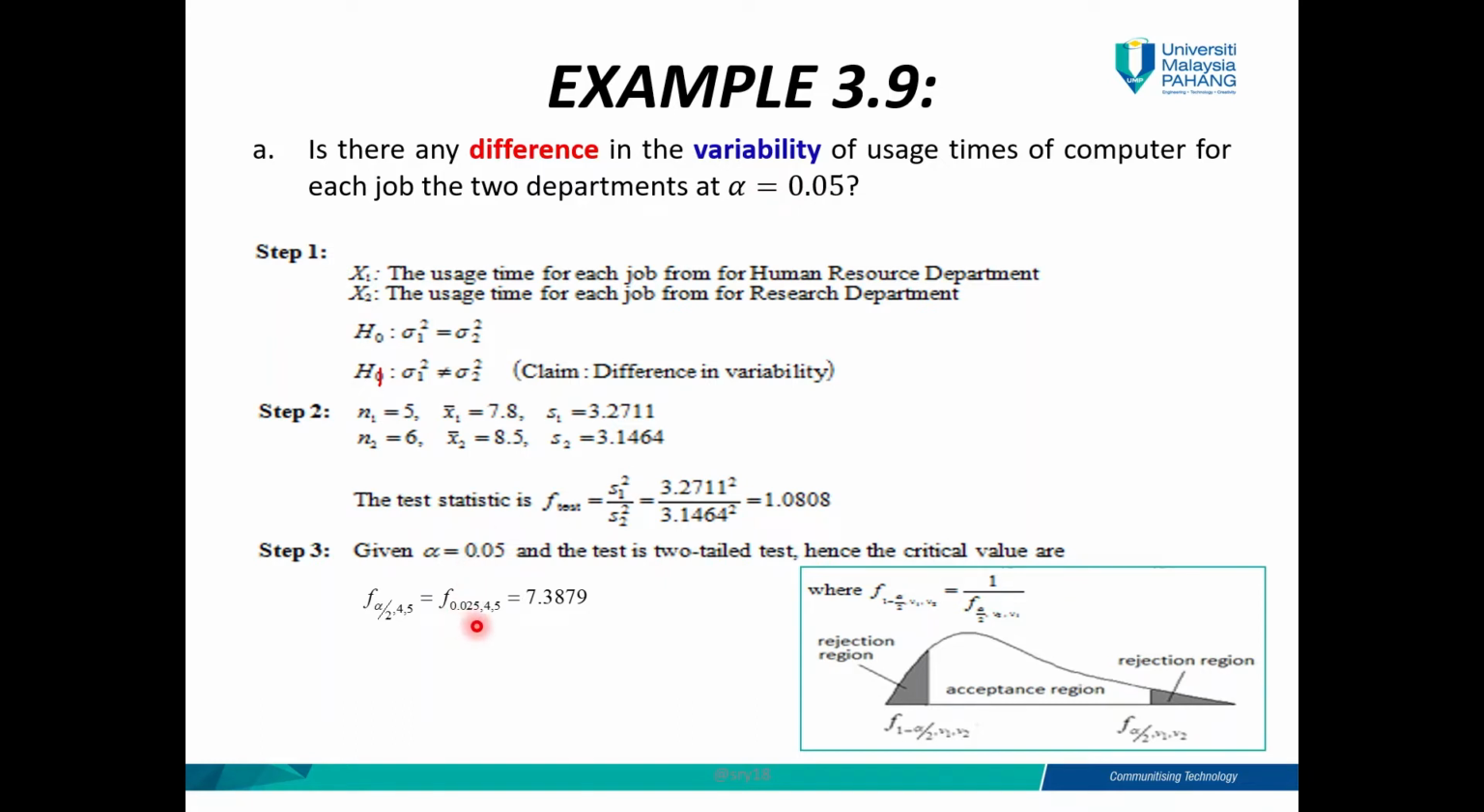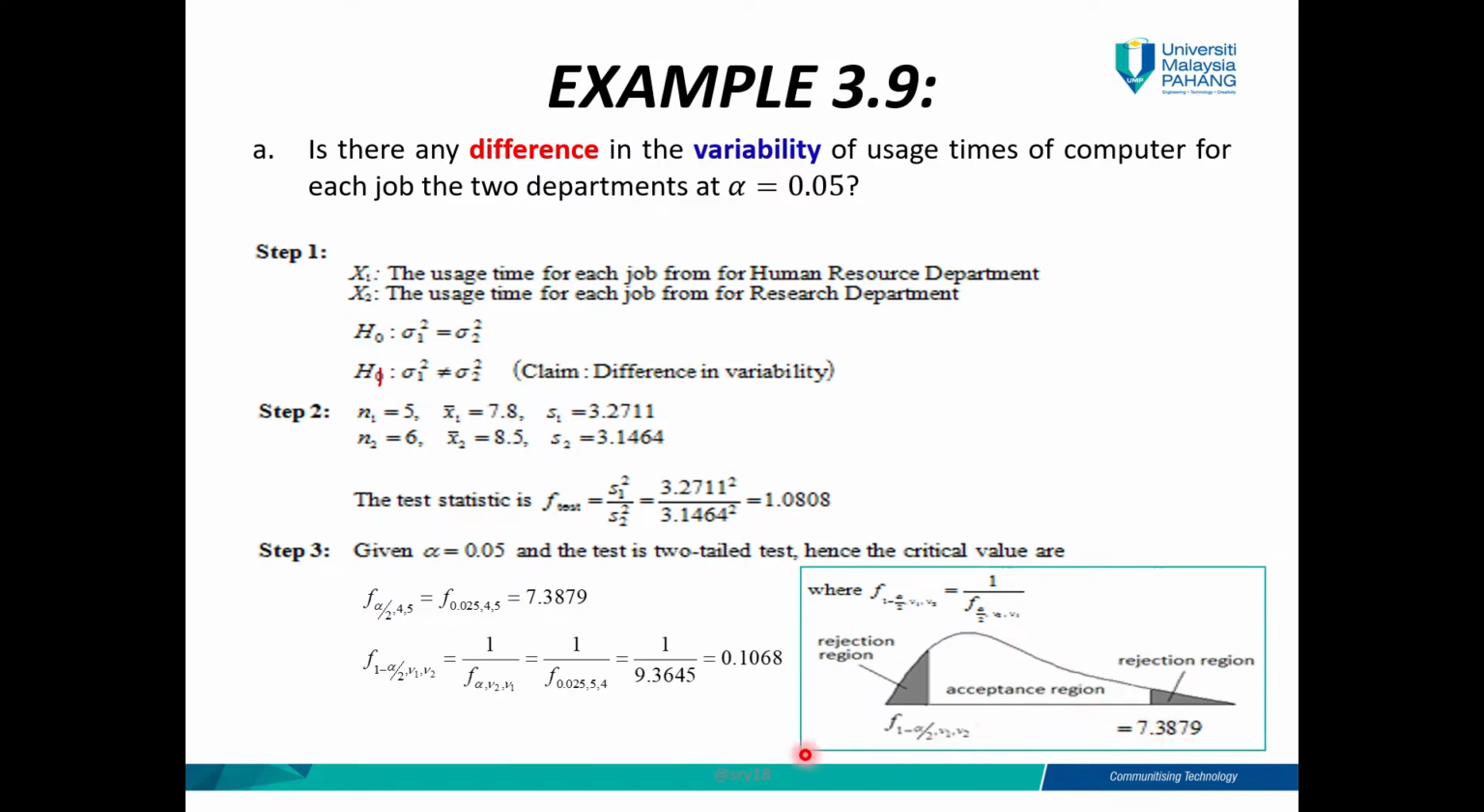Nu 1 is the first sample, so 5 minus 1 is 4. Nu 2 is 6 minus 1, which is 5. You need to find this from your table. Go to the page that has alpha 0.025, and at the top row, find number 4. At the side column, find number 5. You should be able to see 7.3879. So that is your right hand side critical value.